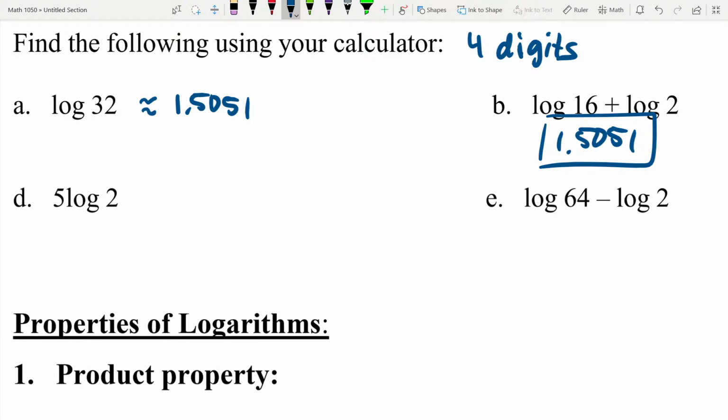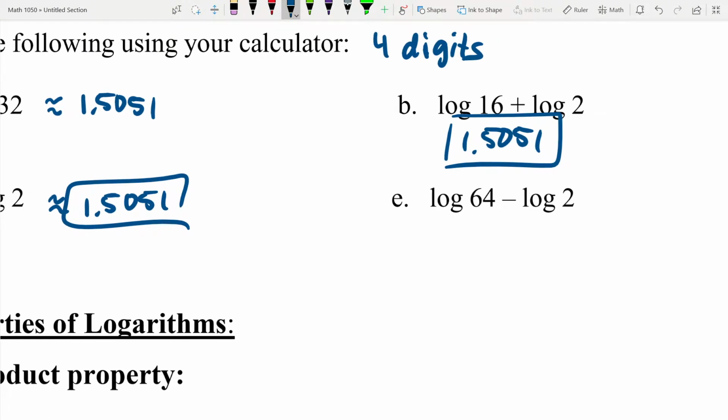Question D looks different as well, right? So everybody hit 5, log 2, close it off, enter. You get exactly the same thing, 1.5051. Okay, look at the next one. Log 64, close it off, divided by log 2, close it off, enter, and you get, I think I did something wrong.